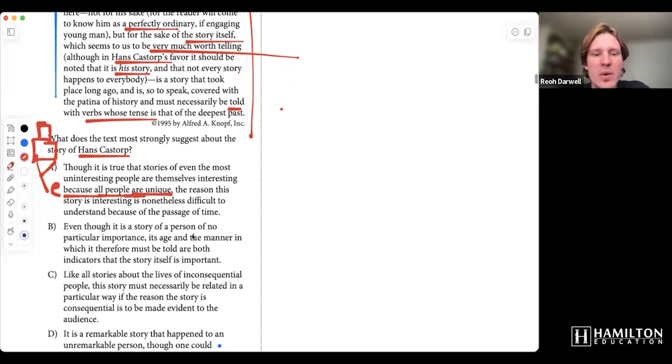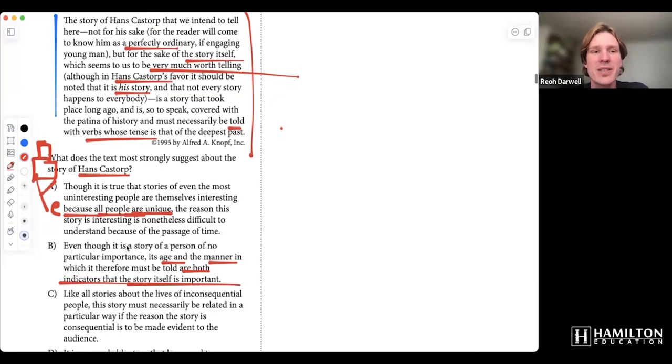Now, B, this is a story of a person of no particular significance. Okay, that's sort of attested to in the passage. But does it say that because of how old it is and the way it's told, that's why it's important? No. It says that the thing is important because it seems interesting, right? It doesn't say it's interesting because it's old. It's just that it is old and it is interesting. Those are two uncorrelated factors. Finally, does that tell us anything about Hans Castorp? No.